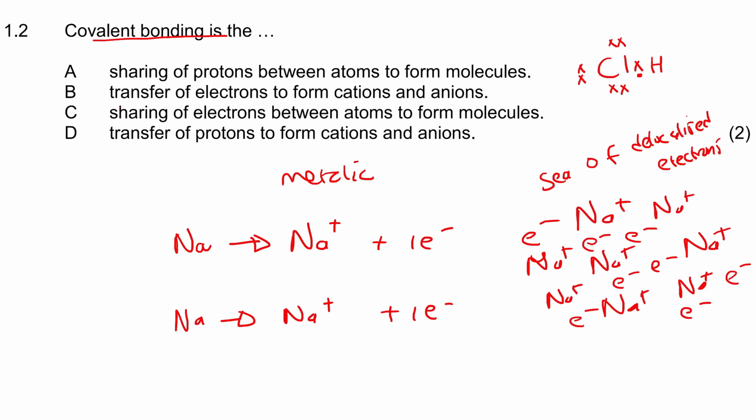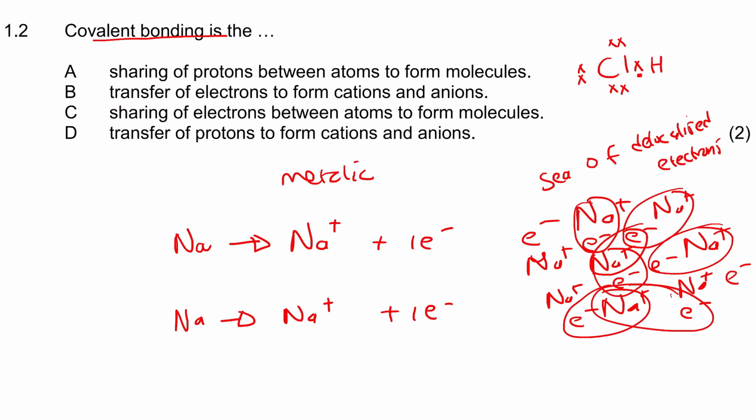Okay, so it's delocalized. And that is how metallic bonding forms, because now you've got these negatives and these positives that are now all attracted to each other, like that. And that forms quite a strong bond, or quite a strong force. And that is how metallic bonding occurs.